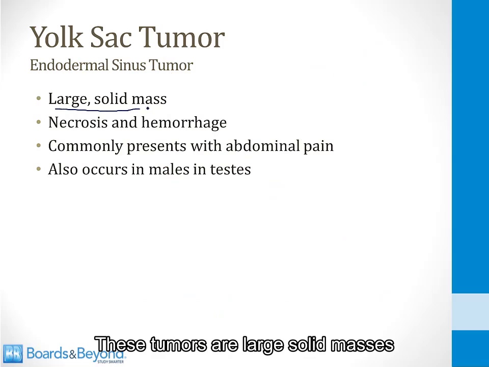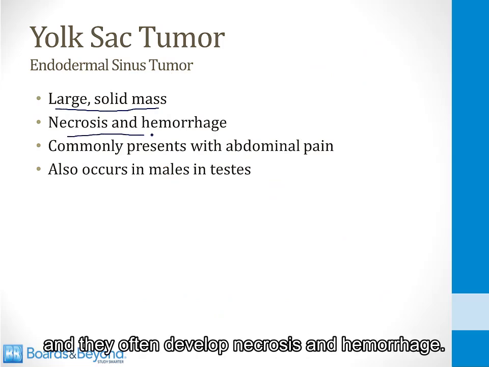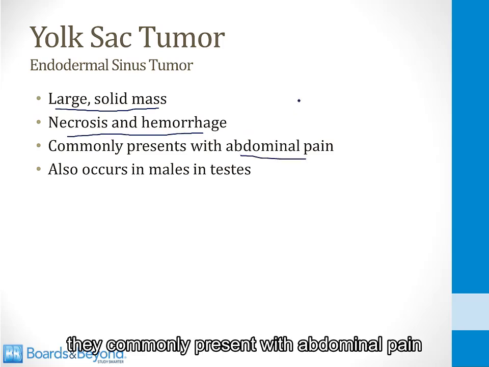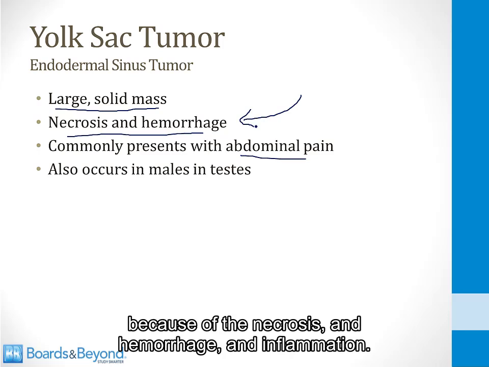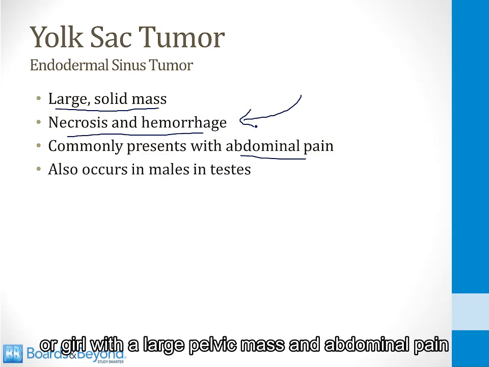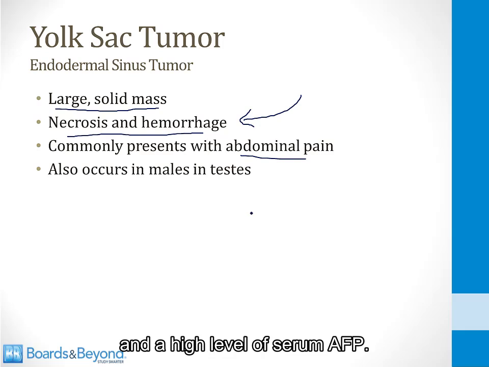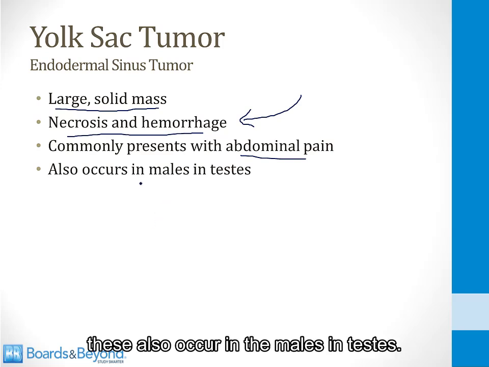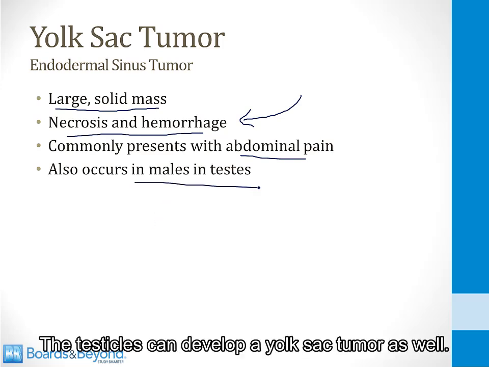These tumors are large, solid masses, and they often develop necrosis and hemorrhage. For this reason, they commonly present with abdominal pain because of the necrosis, hemorrhage, and inflammation. So the classic presentation is a young woman or girl with a large pelvic mass, abdominal pain, and a high level of serum AFP. That is likely a description of a yolk sac tumor. And just so you're aware, these also occur in males in the testes. The testicles can develop a yolk sac tumor as well.